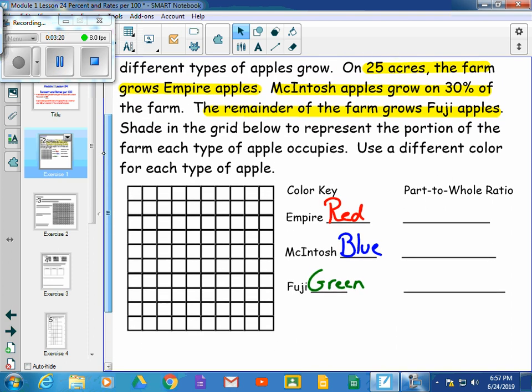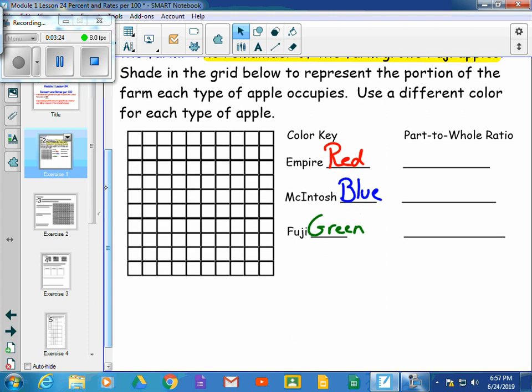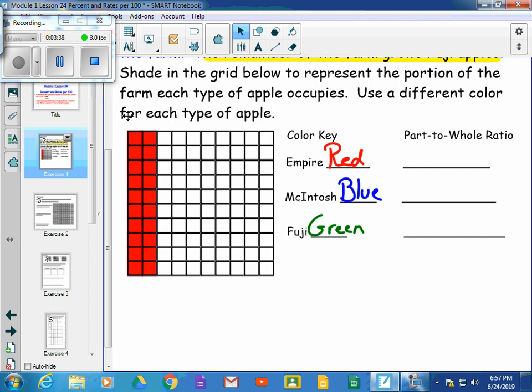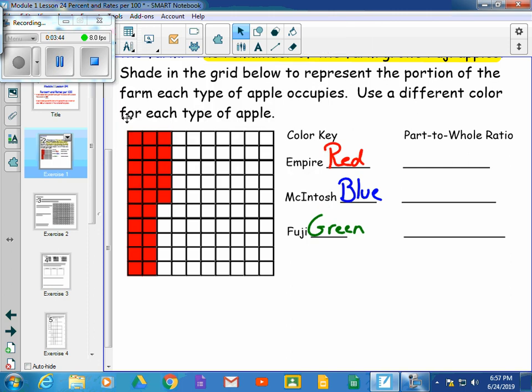So if we go back, it says on 25 acres grows Empire apples. Remember, each square represents an acre. So let's color in 25 of those. Those represent the Empire apples.